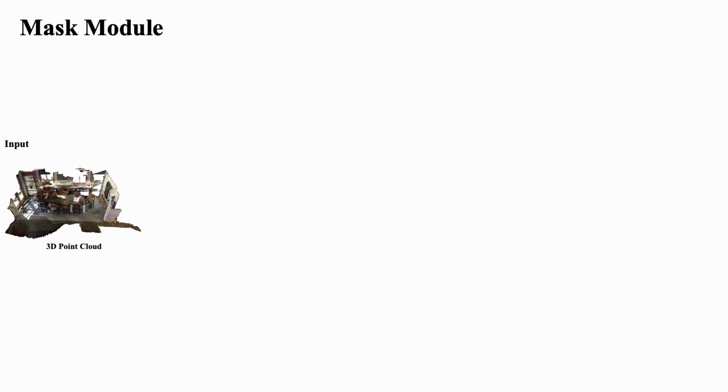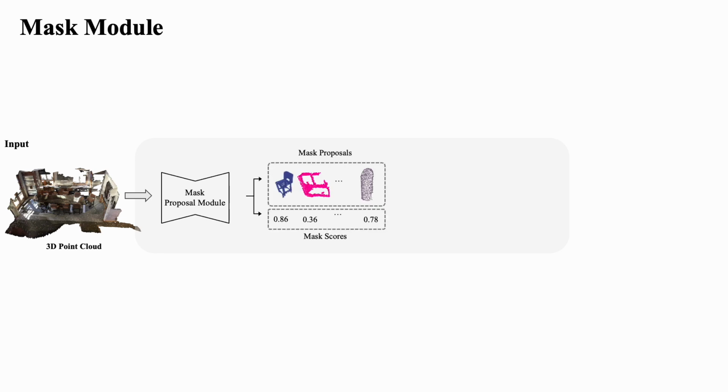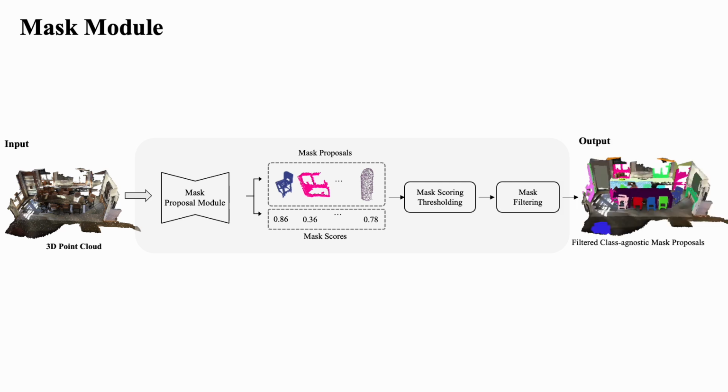Given a 3D point cloud, the mask proposal module is used to learn 3D mask proposals, which is adapted from Mask3D with all the components requiring classification labels removed. We introduce a scoring module to produce scores for each mask proposal. The generated proposals undergo mask score thresholding and mask filtering, resulting in filtered high-quality mask proposals.